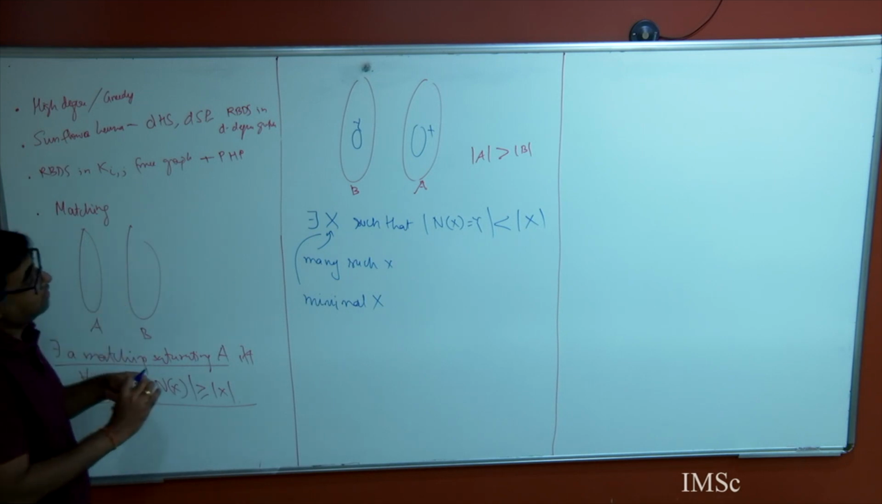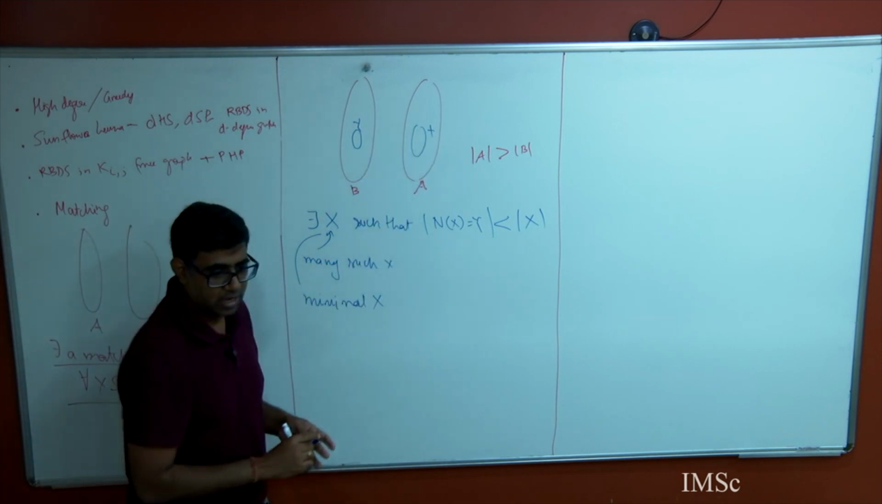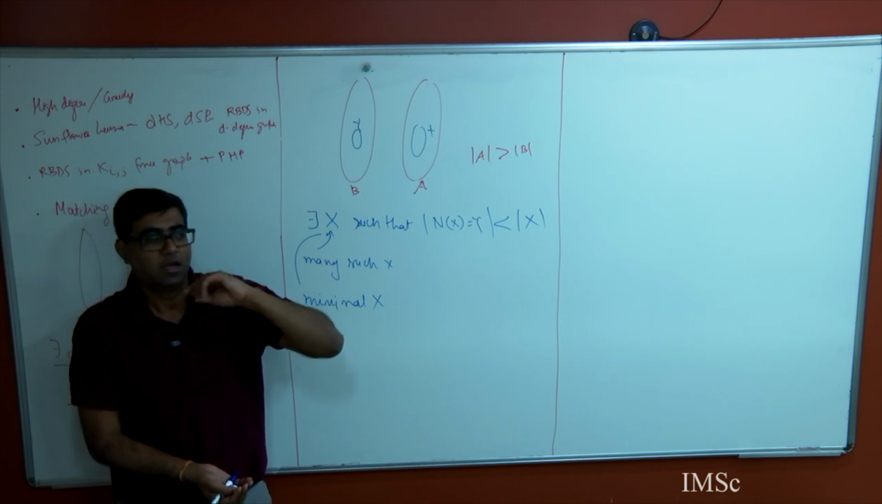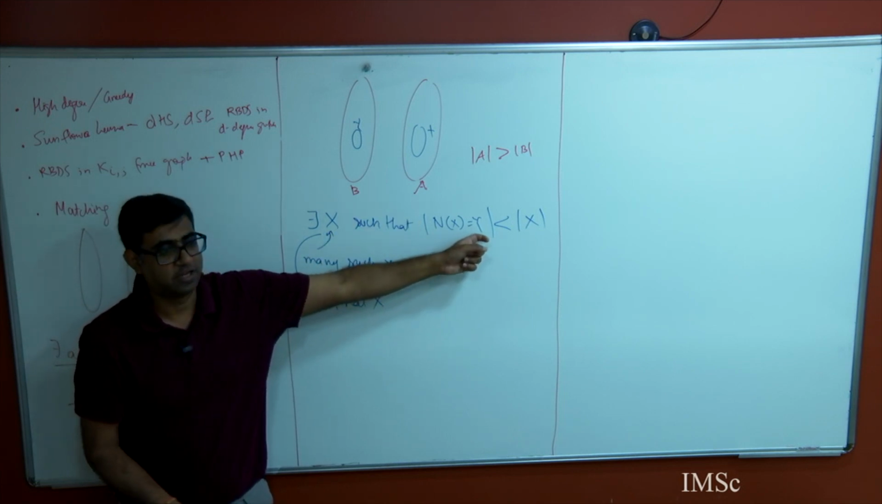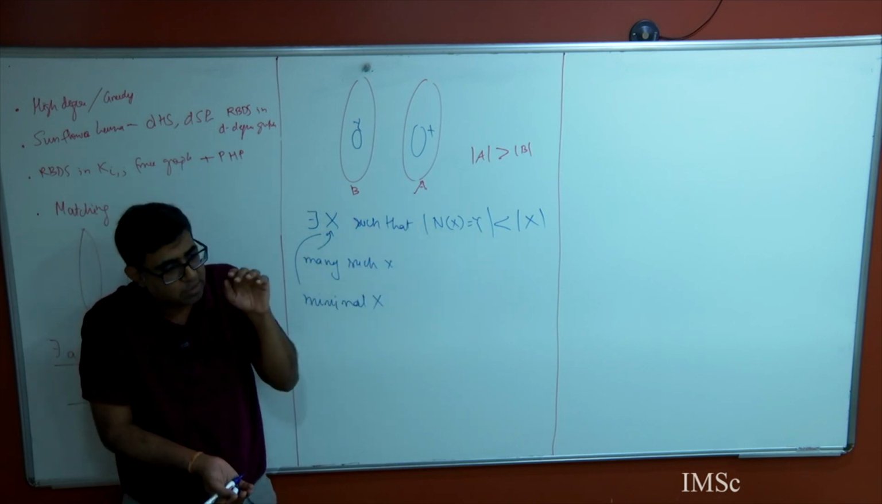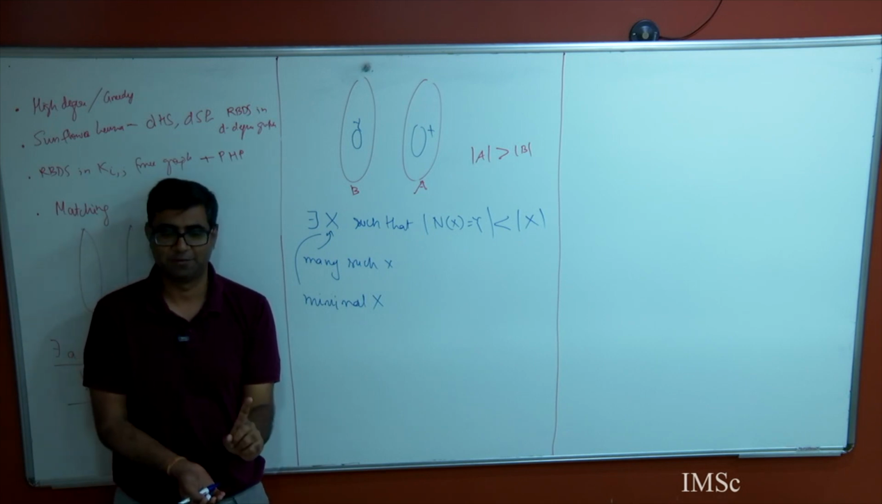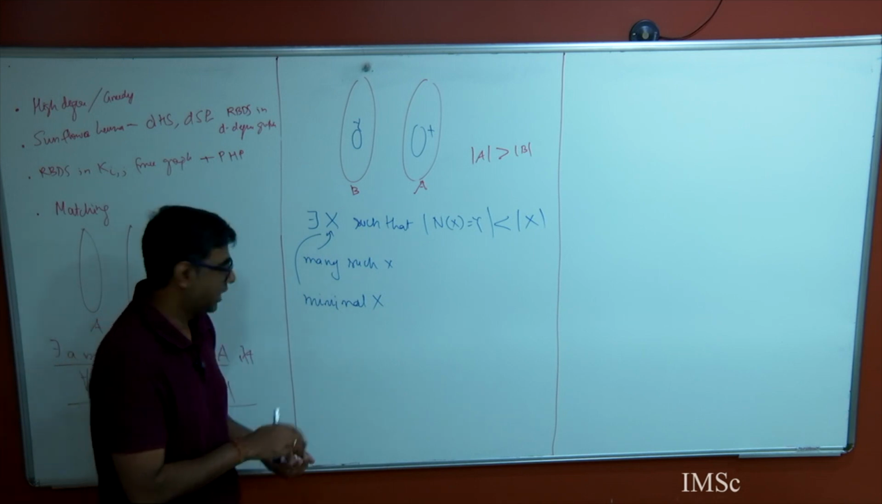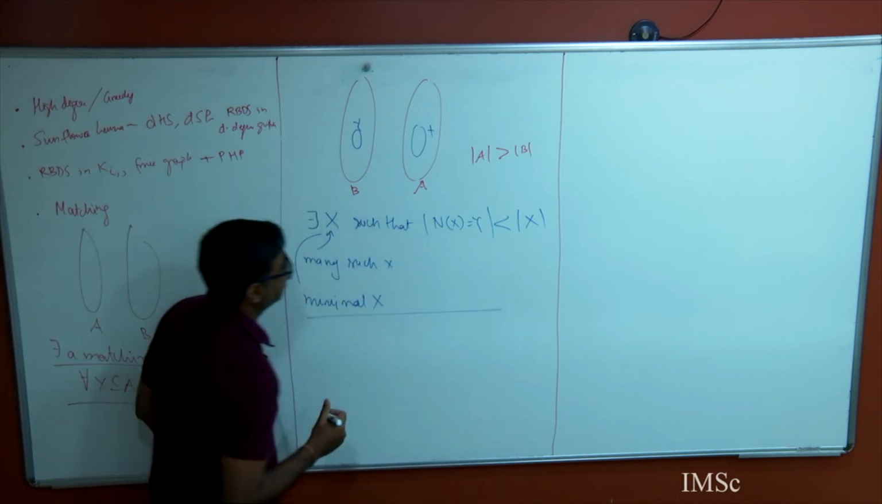If I take, what is the minimal subset? Minimal X, what is the meaning of this? A minimal X which doesn't satisfy Hall's condition. It means if I take any subset of this, it does satisfy Hall's condition. What is the meaning of this? Let's rewind ourselves and try to think what is the meaning of minimal X.